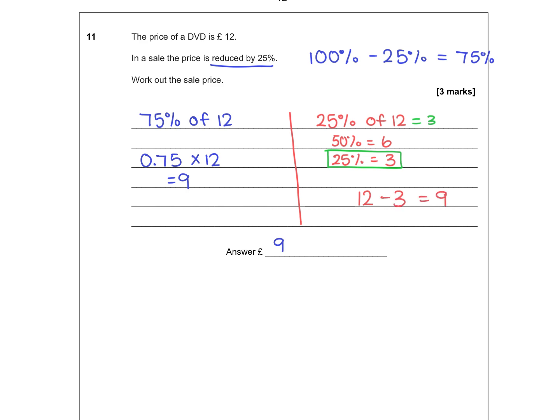Okay, I'm trying to think about other ways that people would do that. I'm sure that somebody somewhere is like, oh, well, 10% is 1.2, and another 10% is 1.2, and then 5% is 0.6, which is absolutely totally fine to do. You know what's going to happen when you add those all together? You're going to get 3, all right? And then you're still going to have to do 12 take away 3. Doesn't matter how you do it, you will still end up with 9.